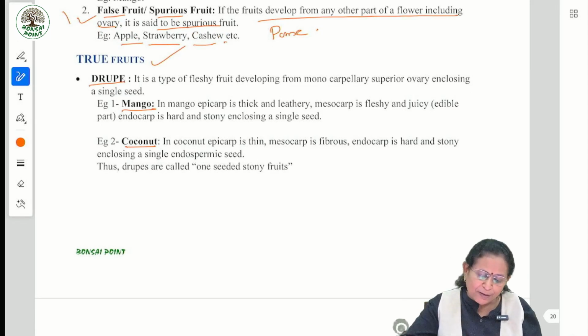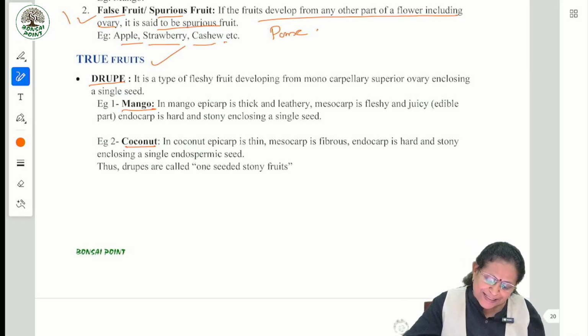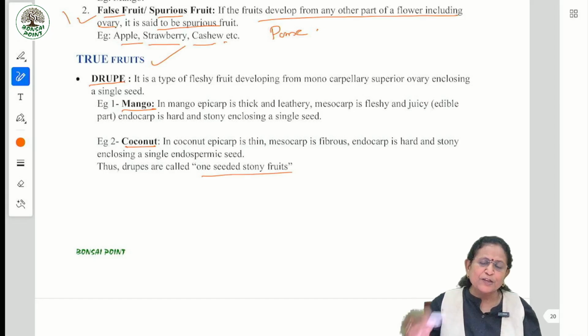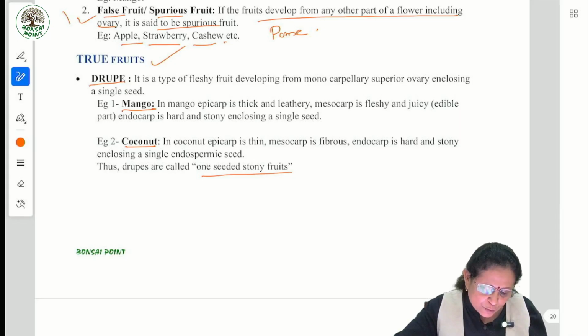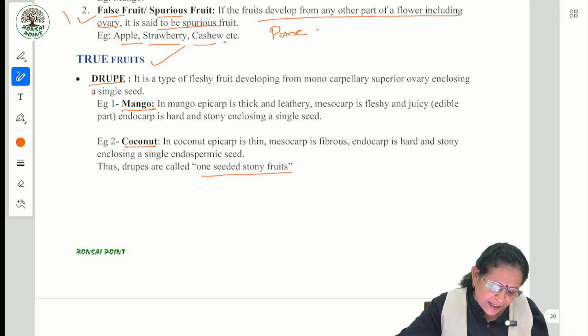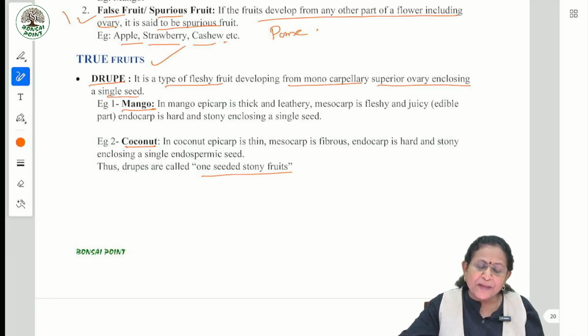Please remember, drupes are called what? One-seeded stony fruits, because only one seed is present and it is enclosed within a hard endocarp which is very stony in nature. Thereby we say drupes are one-seeded stony fruits. So let us see drupe. It's a type of fleshy fruit developing from a monocarpellary superior ovary enclosing a single seed.